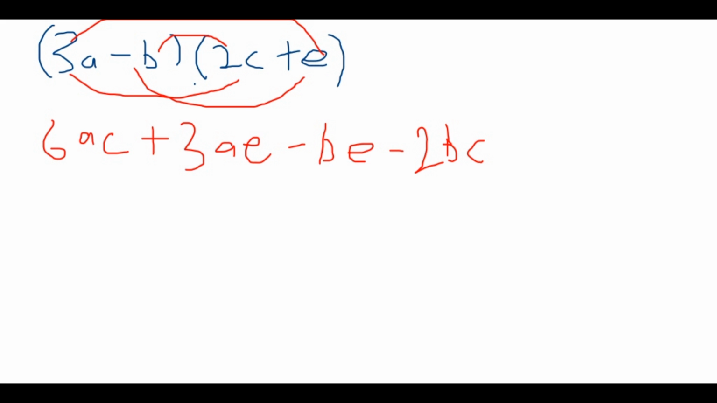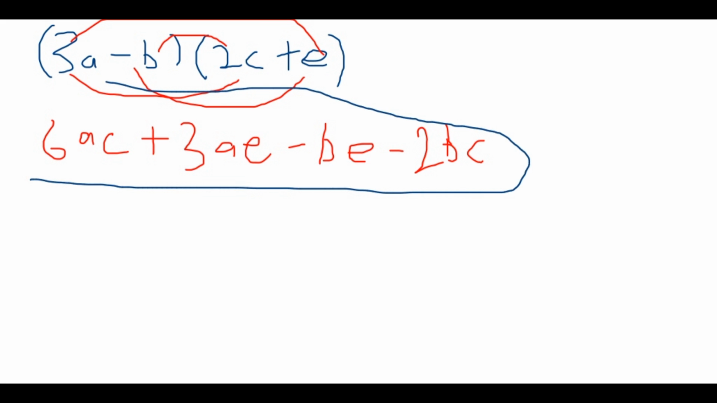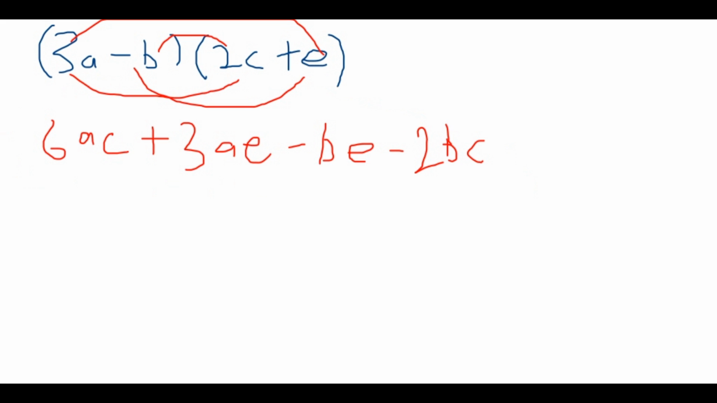You can even choose to multiply everything in these brackets by this, meaning 2c is going to multiply 3a and e is going to multiply negative b, and following the direct expansion method is still going to give you the same answer in another form. Maybe 3ae might come first before 6ac, or negative 2bc might come first. It all depends on the way you start using the direct expansion method.